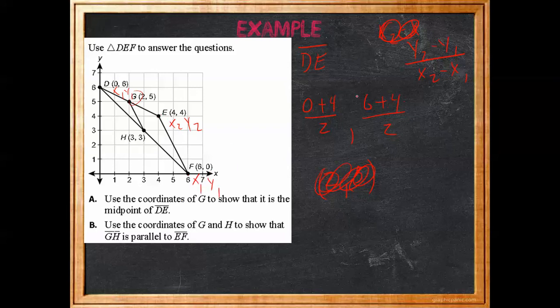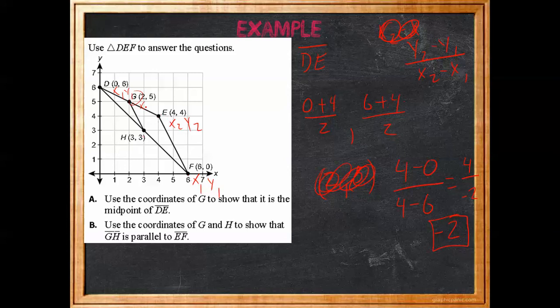Now we're going to take y2 minus y1, so 4 minus 0, and then x2 minus x1 is going to be 4 minus 6. 4 minus 0 is 4, 4 minus 6 is negative 2, and then 4 over negative 2 is negative 2. So the slope for EF is negative 2. So what I hope for is that GH also has a slope of negative 2.